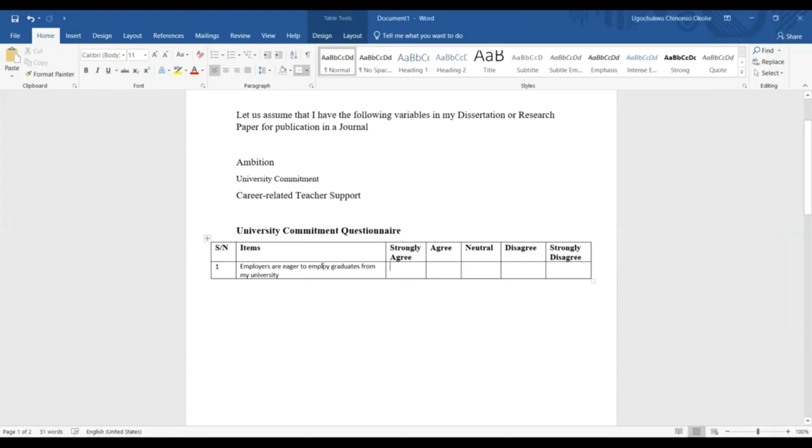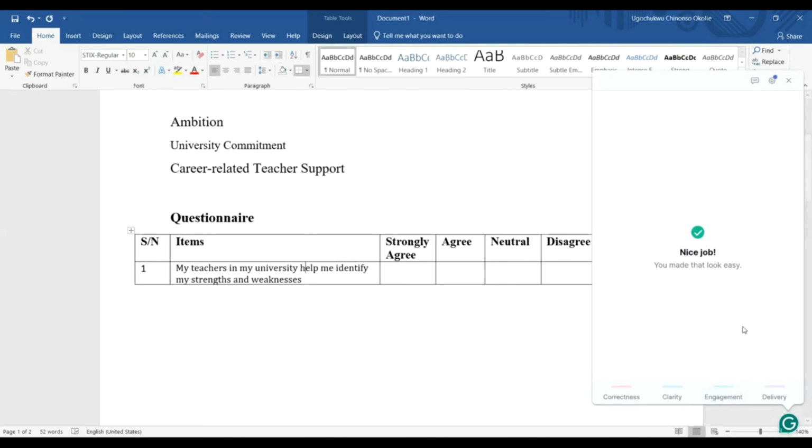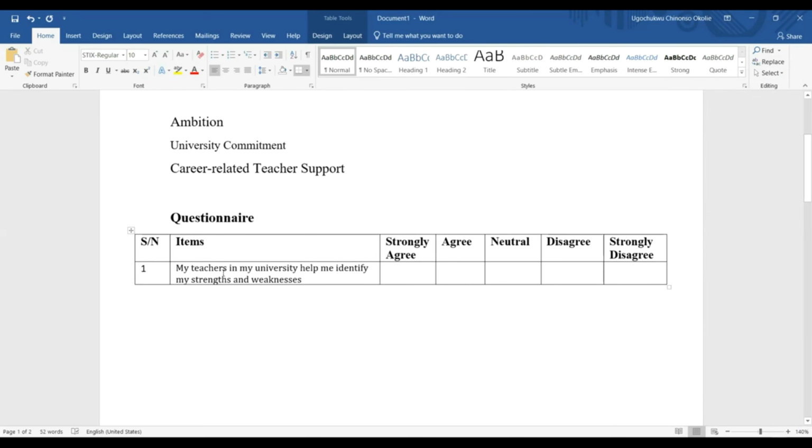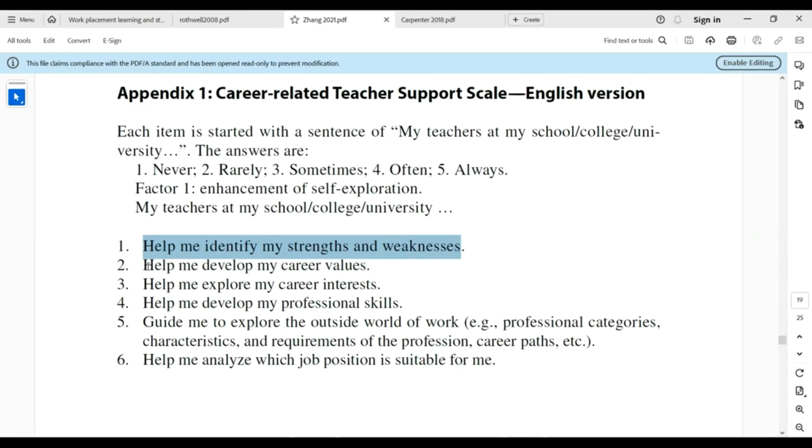Let's say, for example, this is the questionnaire that I want. So this is number 1. This is what I'm going to put here. I will say my teachers in my university help me identify, let me zoom this a little bit, so this is going to be like my teachers in my university help me to identify my strengths and weaknesses. Number 2, so I head over to that, so that's going to be this one.